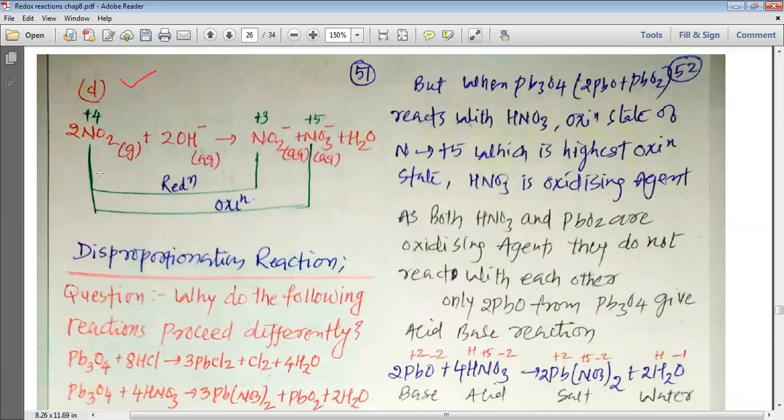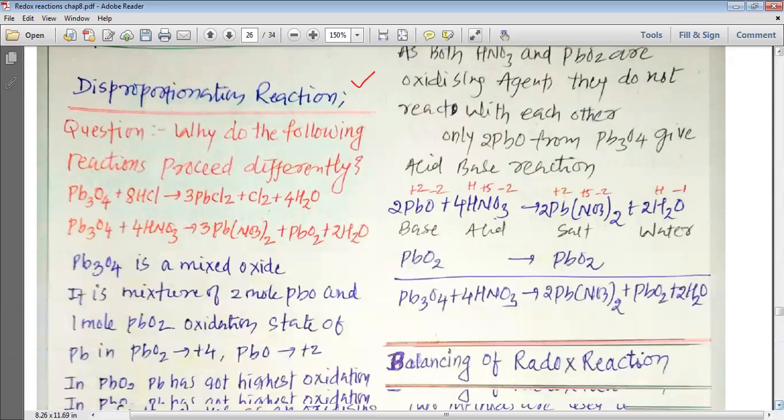We have the last reaction to understand, that is 2NO2 plus 2OH minus, that gives NO2 minus, NO3 minus and H2O. Here you can see that the plus 4 oxidation state from NO2 goes to plus 3 oxidation state, that is reduction, and plus 5 oxidation state, that is oxidation. So here the same element from the same compound undergoes both reduction as well as oxidation, and that is why this reaction is known as the disproportionation reaction.